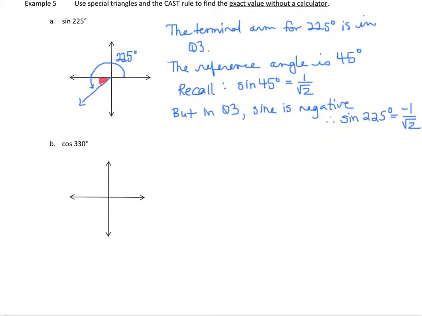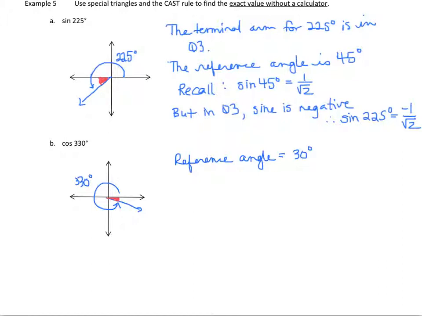Okay, and the next one asks us to find the exact value for cosine 330 degrees. So we're going to go through the same process here. 330 degrees has its terminal arm in quadrant 4. So 330 degrees would be right about there. So the reference angle in this case will be 30 degrees. It will be this acute angle right in here. So the reference angle is 30 degrees.